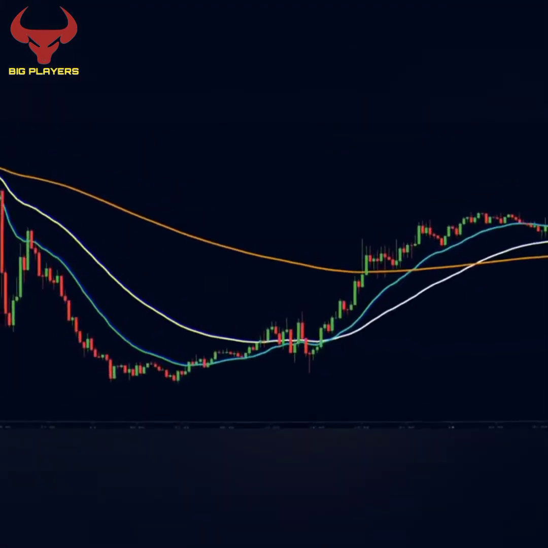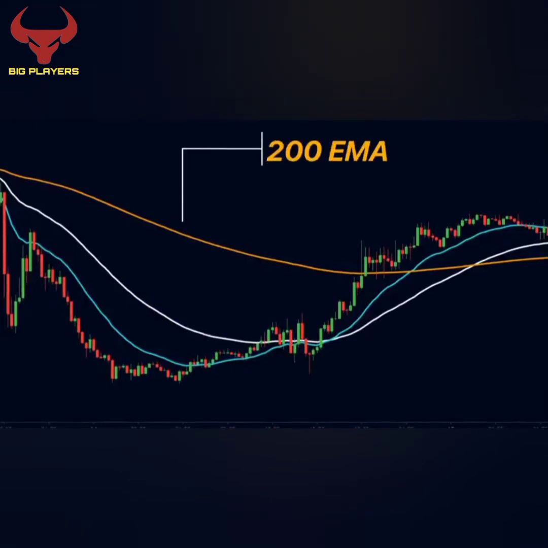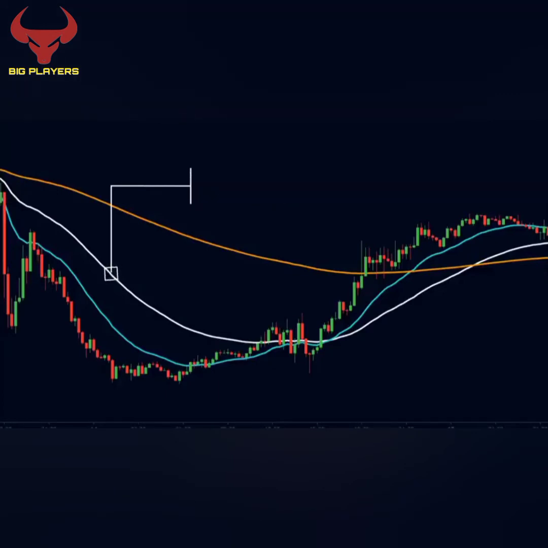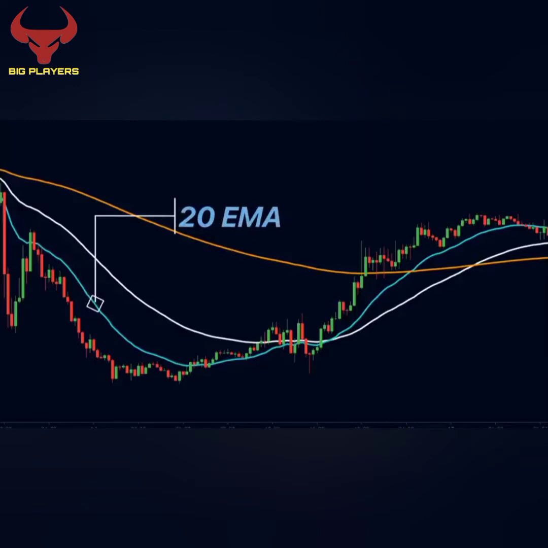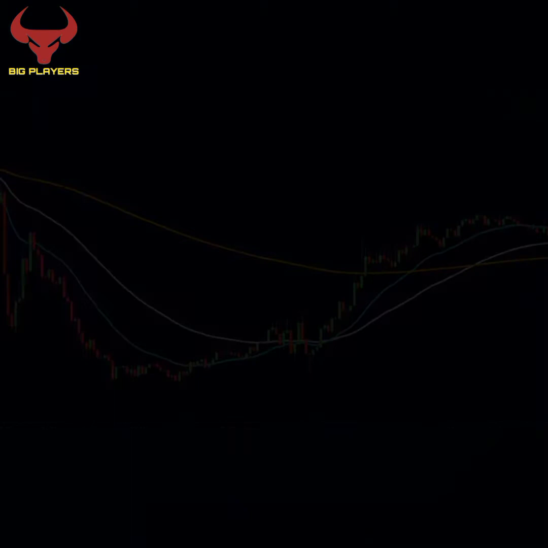Different moving averages will show different trends of the market. For instance, a 200-period moving average will show us the long-term trend of the market. A 50-period moving average will show us the medium-term trend of the market. And a 20-period moving average will show us the short-term trend of the market. Now, a lot of traders like to use two or more moving averages to identify the trend of different terms.